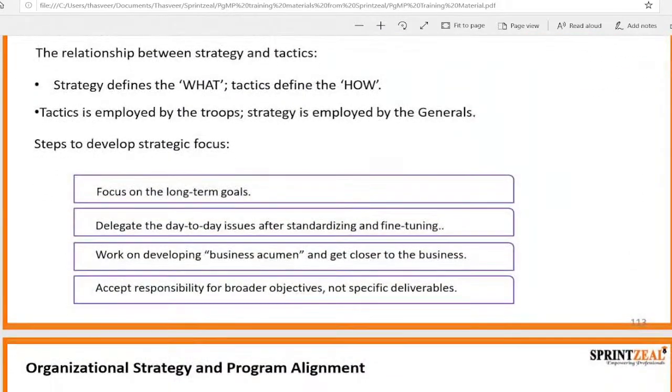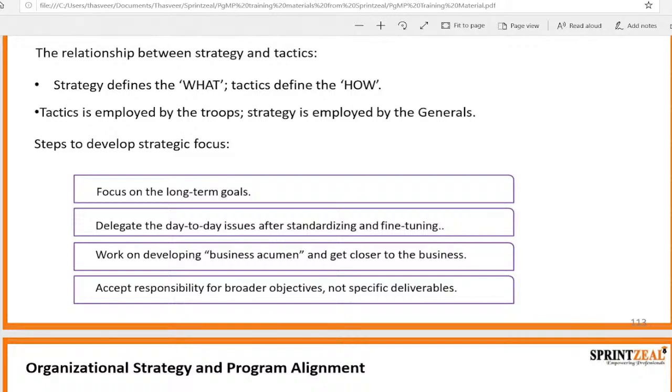So here there are two terms, the difference between strategy and tactics. We have put it in a very interesting manner. Tactics is employed by the troops, strategy is employed by the generals. So if you are in a war, the chief or the general will have the strategy, but the people on the ground, who are really fighting, will have tactics. Strategy defines the what, tactics defines the how. So the generals give the strategy, and the people on the war field employ the tactics.